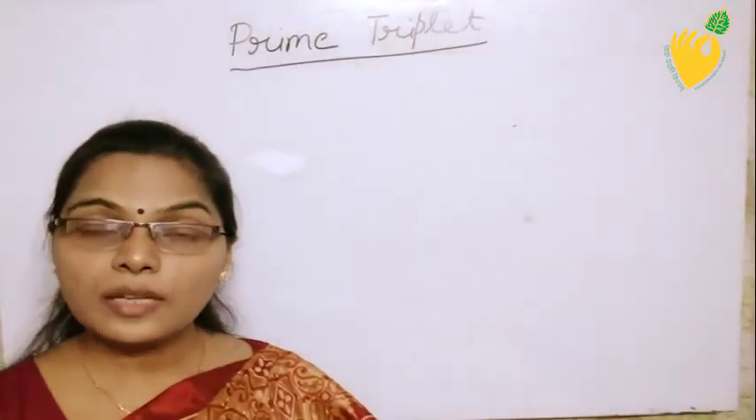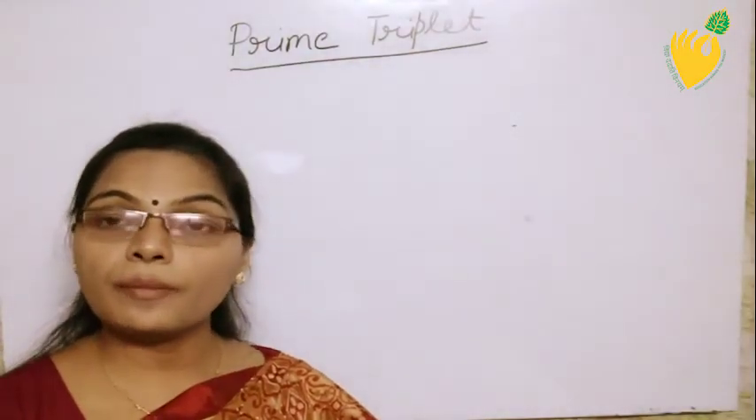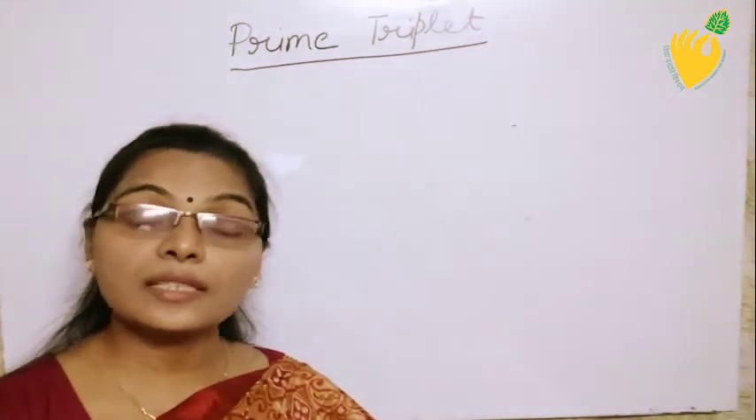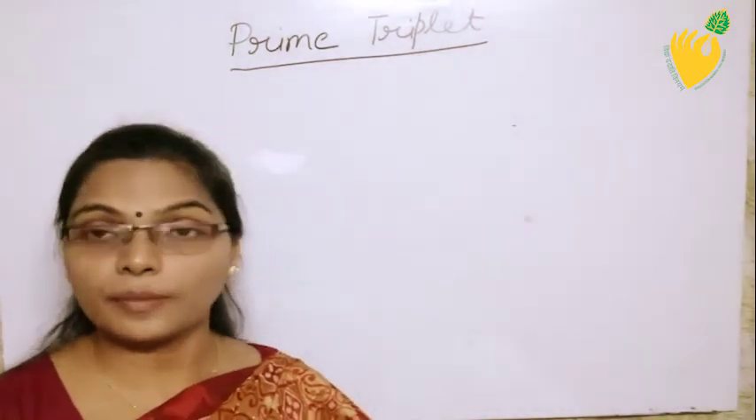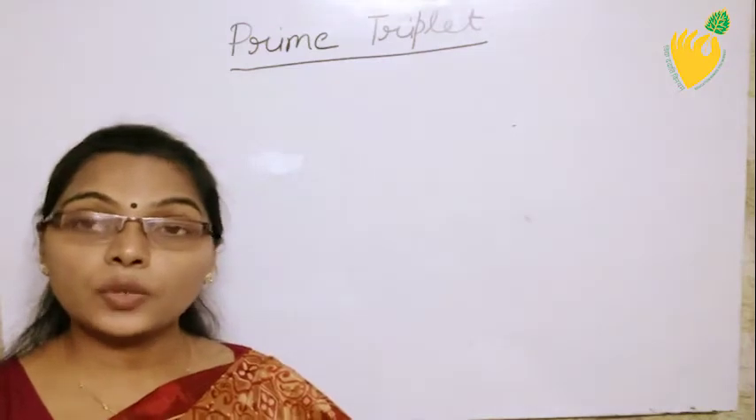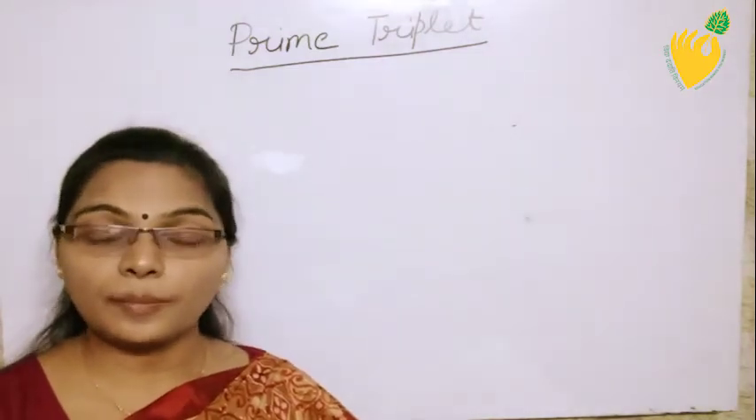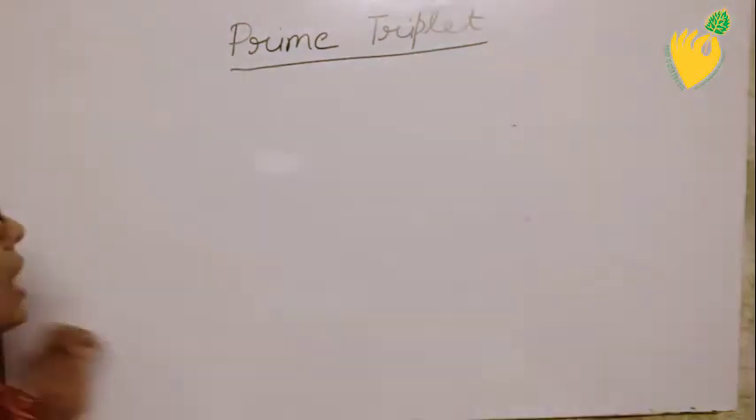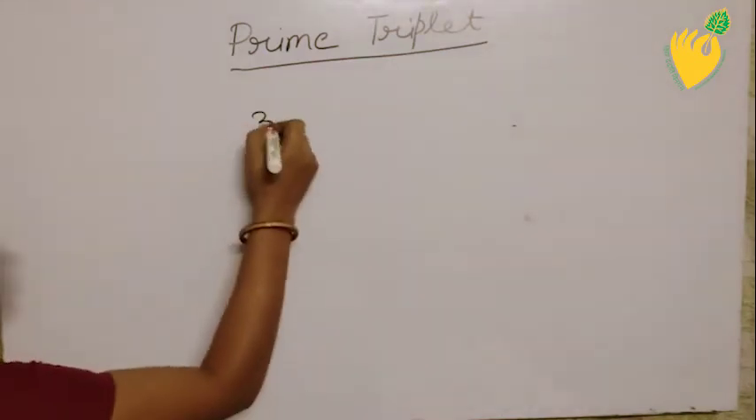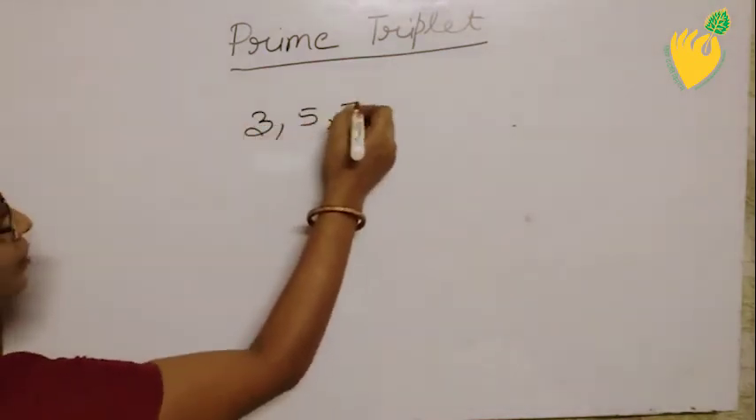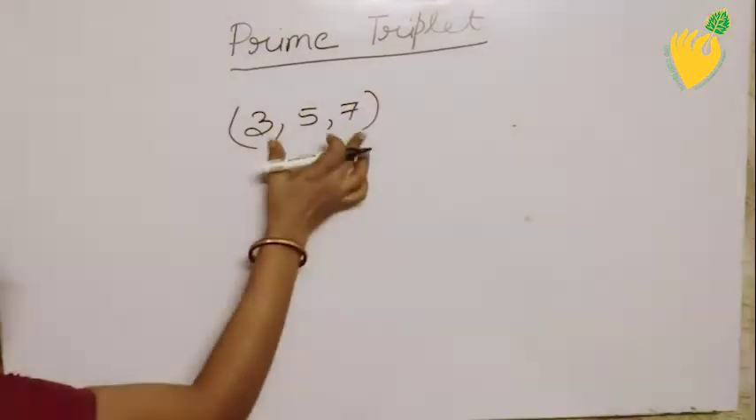What is a prime triplet, students? A set of 3 successive prime numbers differing by 2 is called a prime triplet. The only example of a prime triplet is, students, 3, 5, 7.